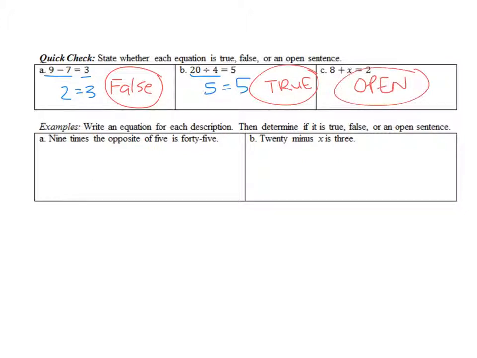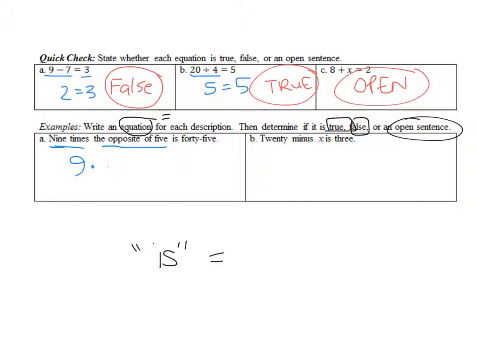Example, write an equation, so it needs to have an equal sign. Then determine if it is true, false, or open. So the key word that you have to look for is means equals. So we're going to write nine times the opposite of 5. So that's negative 5. Is, its equal sign, 45. So now we're going to evaluate it and see if it's true, false, or open.